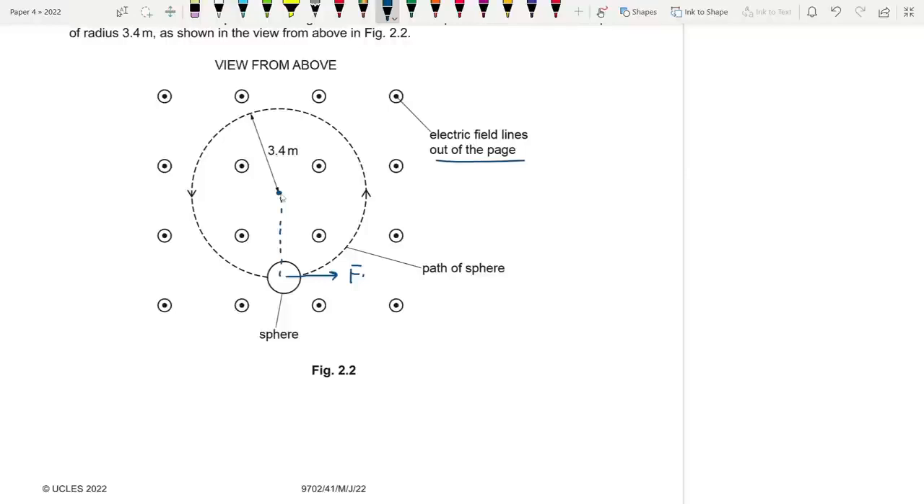Sorry, the middle finger represents the direction of current, and the index finger represents the direction of the magnetic field line. So we are supposed to find the direction of the index finger, and the middle finger represents the direction of the current, conventional current basically. So let's see how to do this.